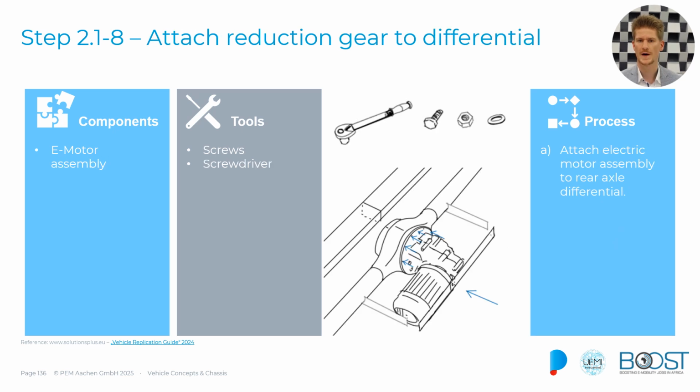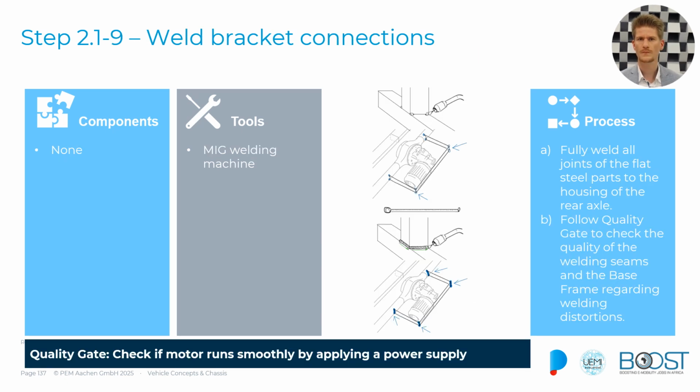The next step would then be to take our reduction gear with its attached parts and attach that to the differential. So these parts are already welded to the rear axle. Now here comes this unit we have assembled before, and we attach it to the differential at this point. Then we have the open connection points between the brackets.